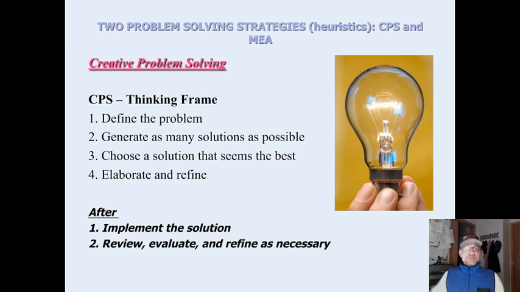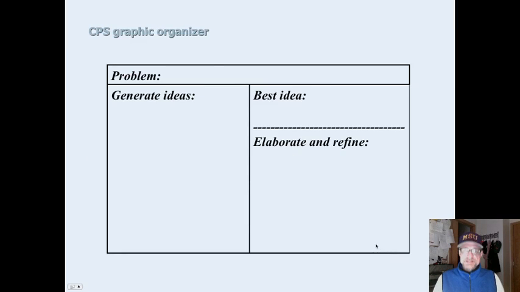Step 2, generate as many solutions as possible. That is brainstorming. We're going to get to that in a little bit. Step 3, choose the best solution or one that seems to work. And then step 4, elaborate and refine. And of course, afterwards, implement and then review, evaluate, and refine as necessary. Now, here is a nice little graphic organizer. You can use this in your classrooms to give students the structure: problem, generate ideas, best, etc.